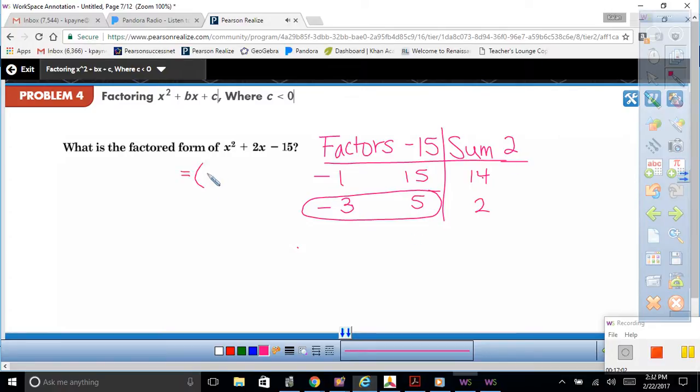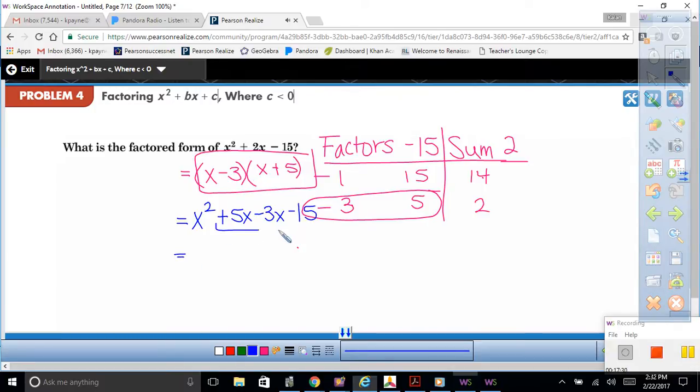So our binomials here are x minus 3 times x plus 5, because that's a positive 5. That's the factored form. Again, you can check it using FOIL. First, x times x, x squared. Outer, x times 5, 5x. Inner, negative 3 times x, negative 3x. Last, negative 3 times 5, negative 15. Combine your like terms. So x squared, plus 2x, because 5x minus 3x is 2x, minus 15, which is what we were trying to factor, so our binomials are correct.